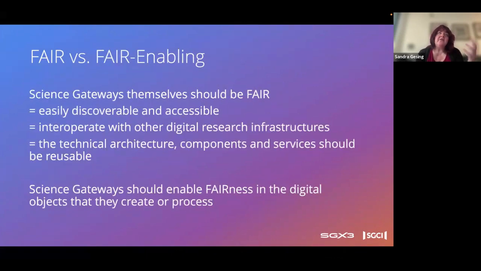And there is also the distinction between FAIR and FAIR enabling, because one is the science gateways and virtual research environments themselves as a software framework, and the other part is the content of science gateways, the tools, the data. Science gateways themselves should be FAIR, that they are easily discoverable and accessible, that they can interoperate with other digital research infrastructures, and it's about the technical architecture and the components. And science gateways themselves should then enable fairness in the digital objects they create or process.